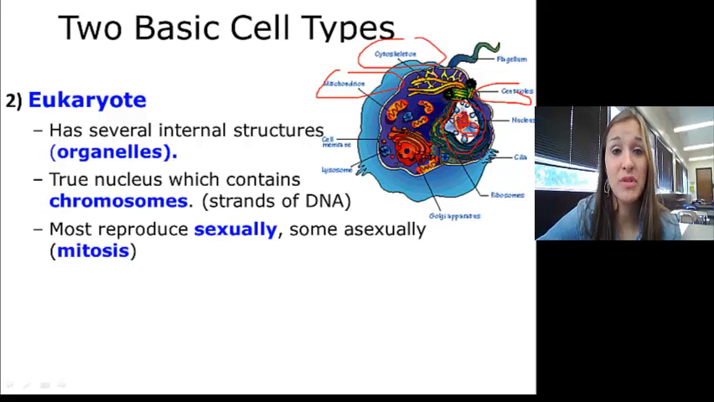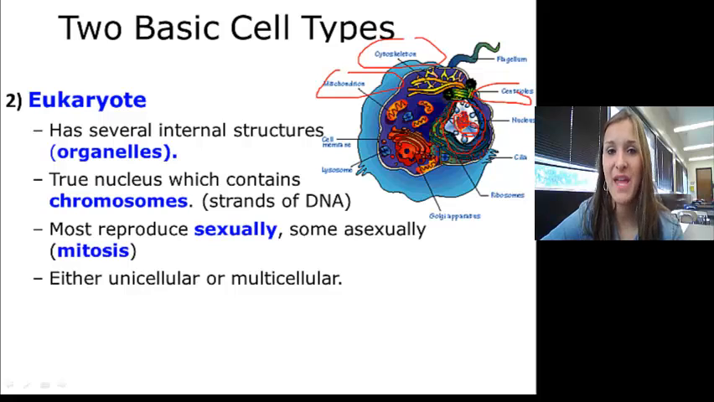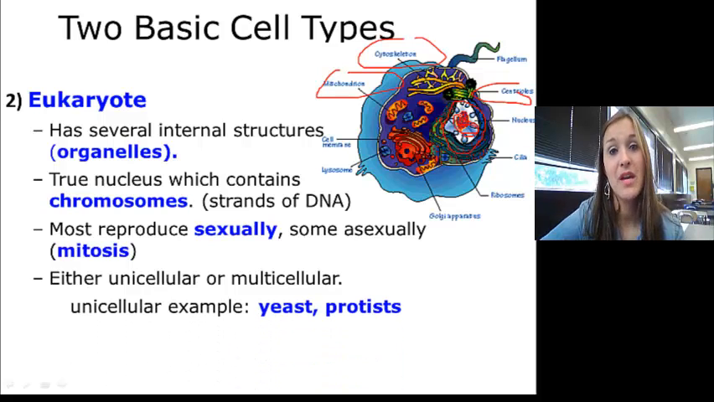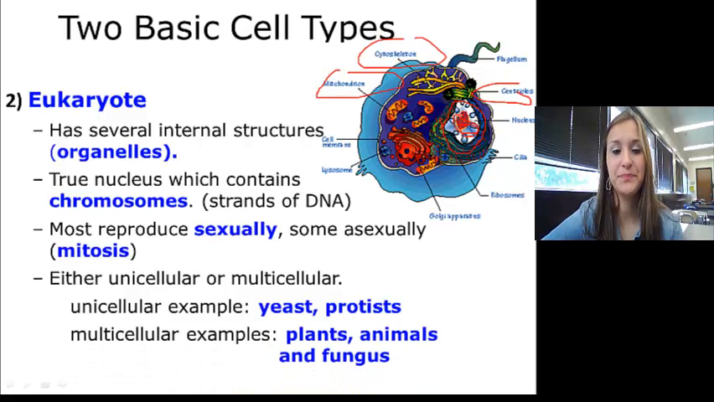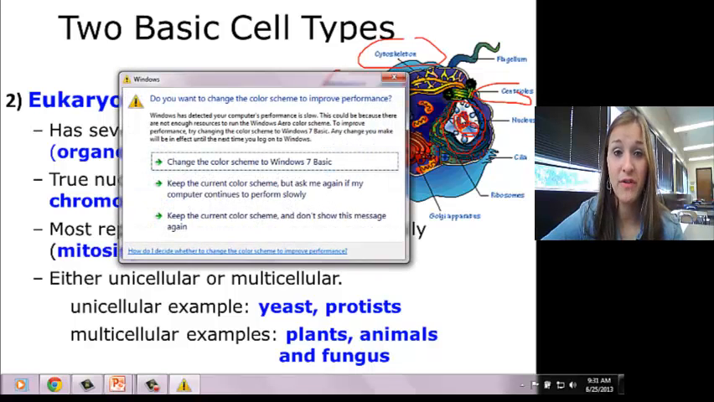Now these cells mostly reproduce sexually, but there's also some types of asexual reproduction. They can be either one cell big, unicellular, or they can make up a multicellular organism, like us. I'm not just one big giant cell, I'm made up of many different types of cells. So some unicellular examples of eukaryotes are yeast and protists. So think about the yeast that you use to bake bread. That is a type of cell that is a eukaryote. It has organelles and it has a nucleus. And multicellular examples are plants, animals, and fungi. We're made up of more than just one cell.